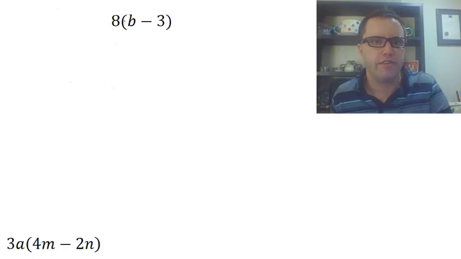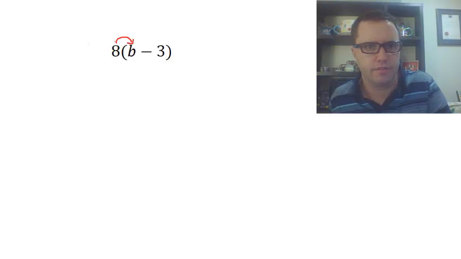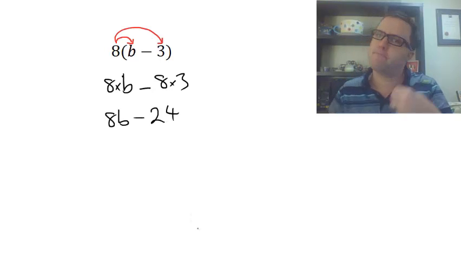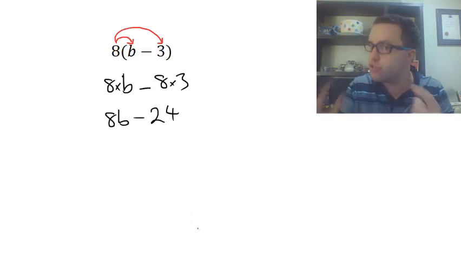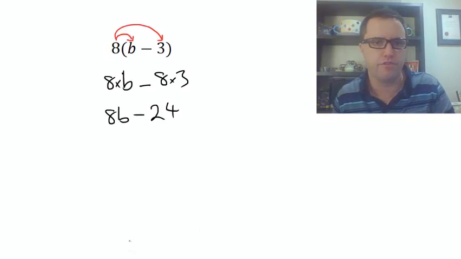So here we have 8 times (b minus 3). The 8 gets put onto the b and gets put onto the 3. So we have 8 times b, which is 8b. The subtraction just comes straight down. 8 times 3. And we've got 8b minus 8 times 3, which is 24. There's our distributive law at work. That's what's called the distributive law, because it gets distributed across all the factors, over all the terms.